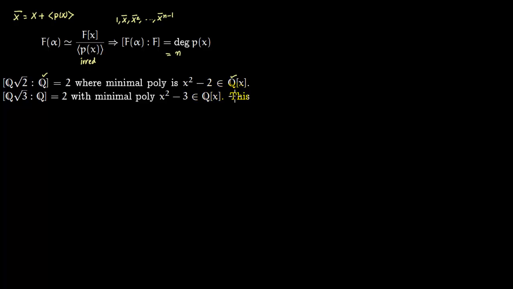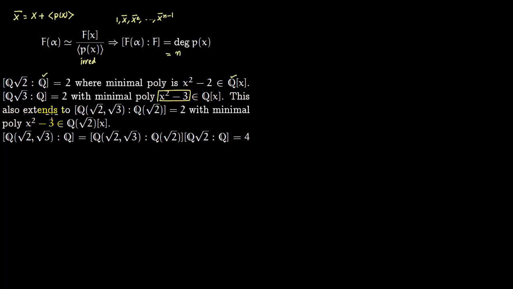Now we can extend this example further. Say you now have the rationals adjoin root 2 and root 3 over the rationals adjoin root 2. This is again 2. So what is the minimal polynomial? It is again x square minus 3. Now this lies in this field. So x square minus 3 lies over the rationals adjoined with root 2. So notice this is here and this is here, and that's how you have this 2, which is this 2 right here.